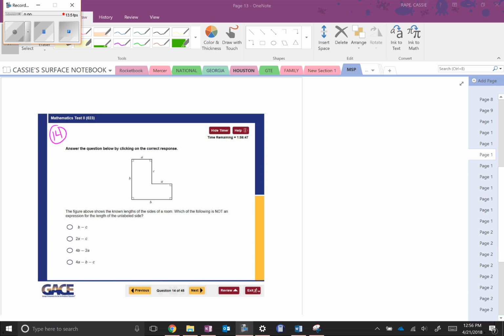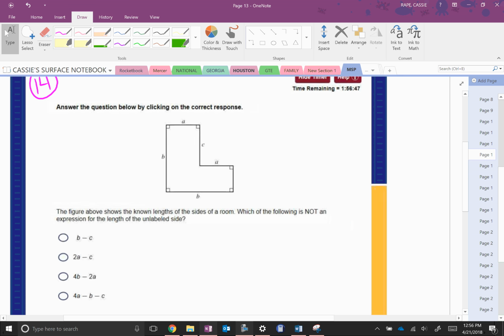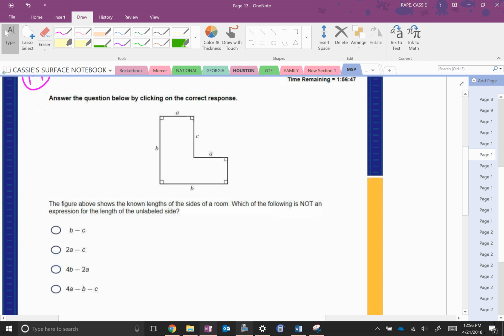This is GACE 023, number 14. This was a strange problem, I thought. You're answering this question by clicking on the correct response, and they want you to find out what is an expression that's equivalent to this side, the unlabeled side.